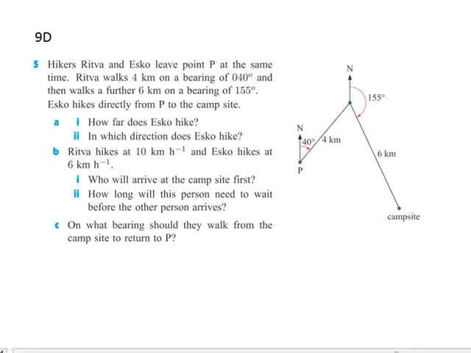David Ken here with another question from your Hayes and Harris Math SL textbook. We're looking at Chapter 9D, Question 5, and this is about applications of sine rule and cosine rule.